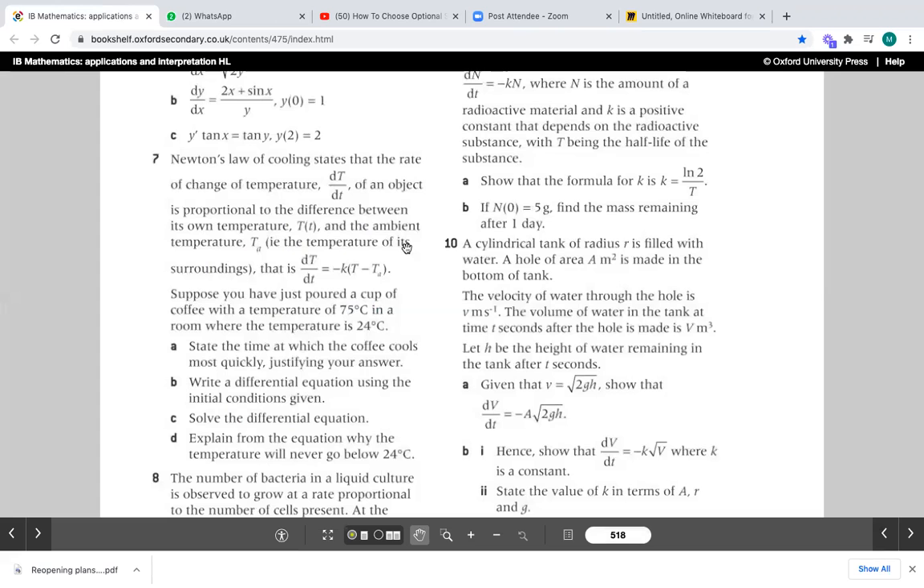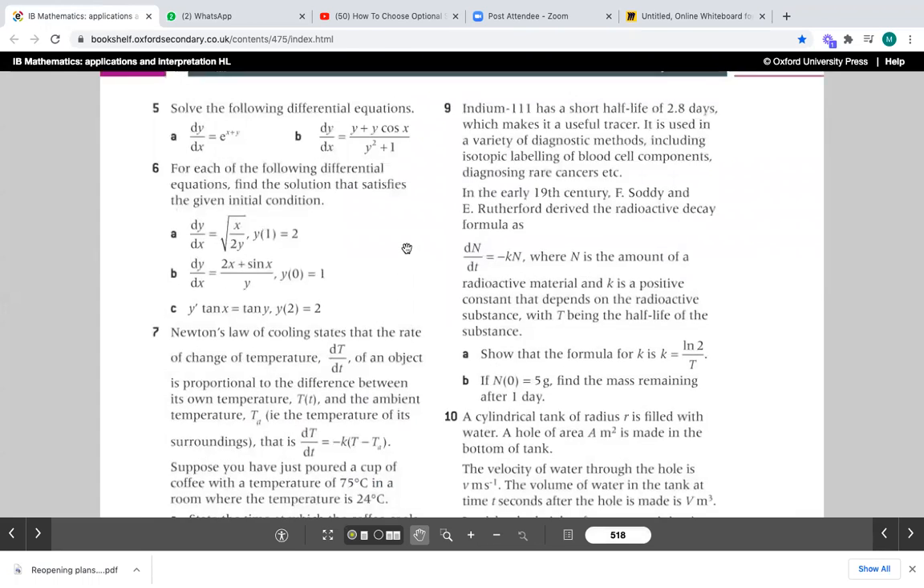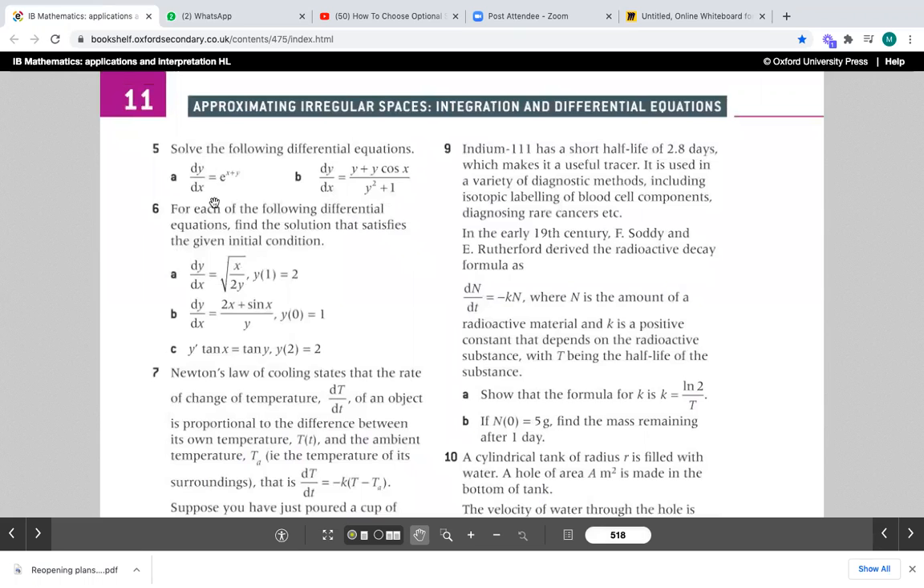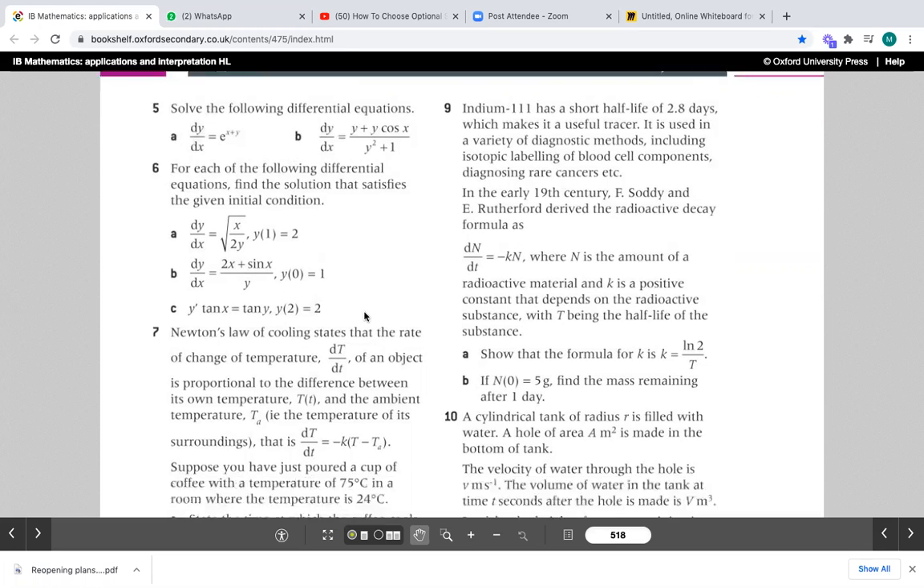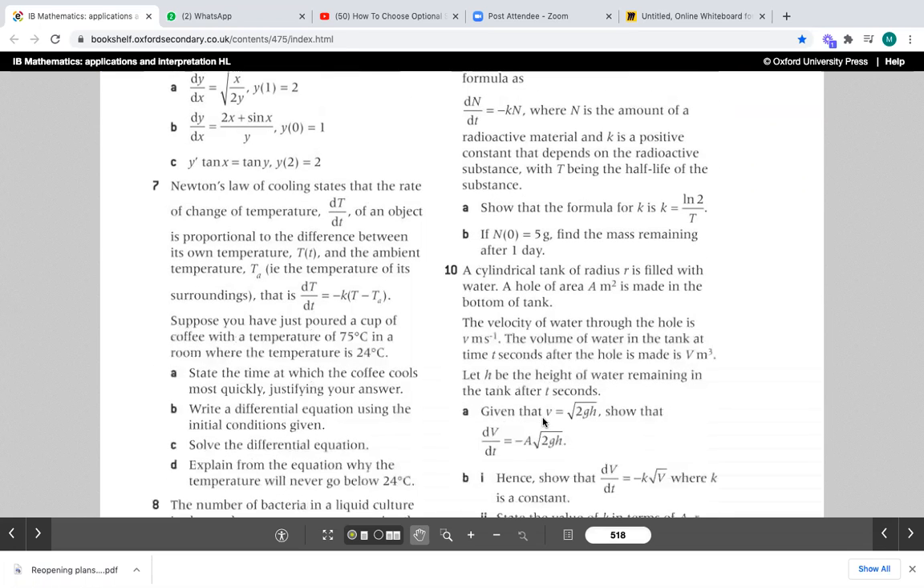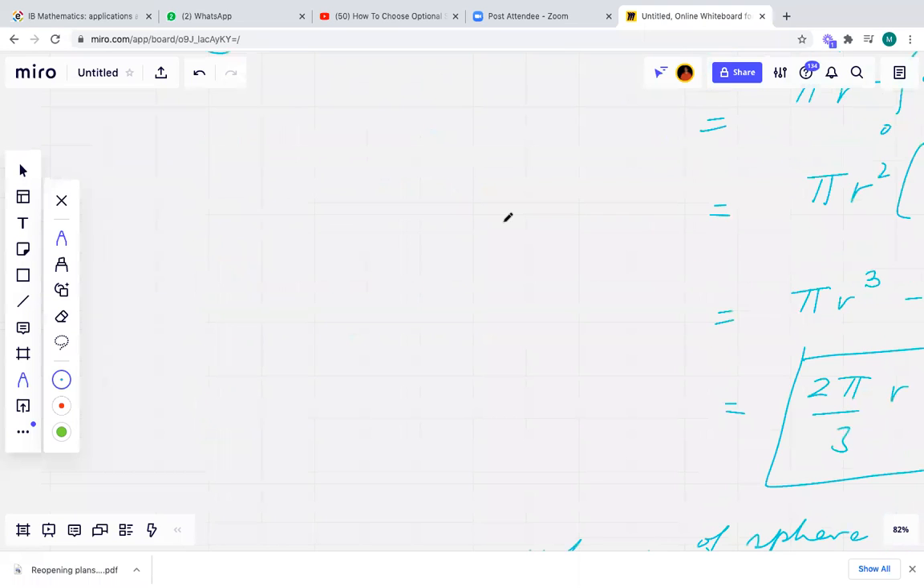So now I'll solve these questions first. Question number 5, and then I think I'll solve two. We need to solve question number 5, then we will do question 7 and 10. Then we will do Euler's method. I think that should be enough for the day.